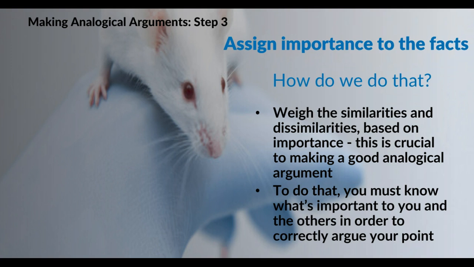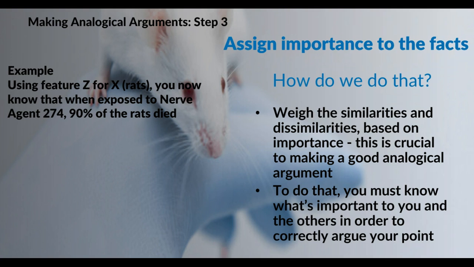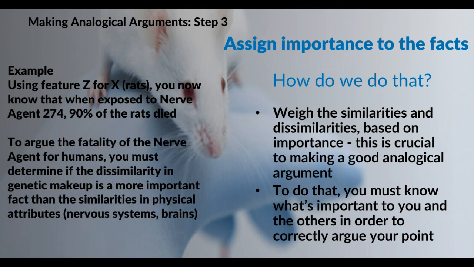your point. For example, using the feature Z for X, you now know that when exposed to nerve agent 274, 90% of the rats died. That means feature Z is that 90% of the rats died when exposed to the nerve agent 274. To argue the fatality of the nerve agent for humans, you must now determine if the dissimilarity in genetic makeup is a more important fact than the similarities in physical attributes such as nervous systems and brains.